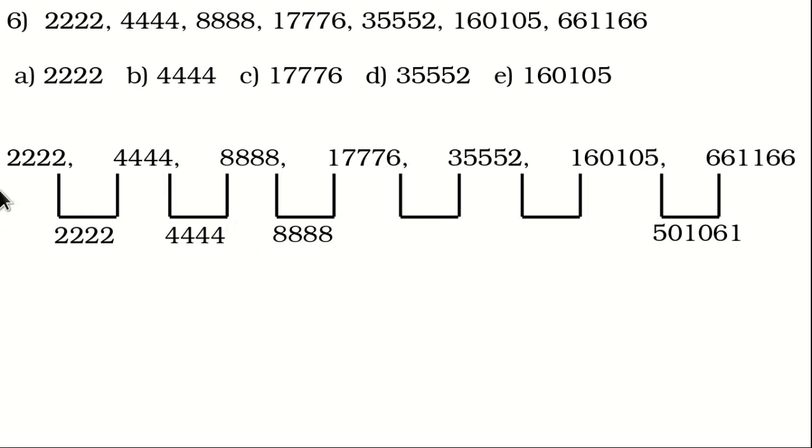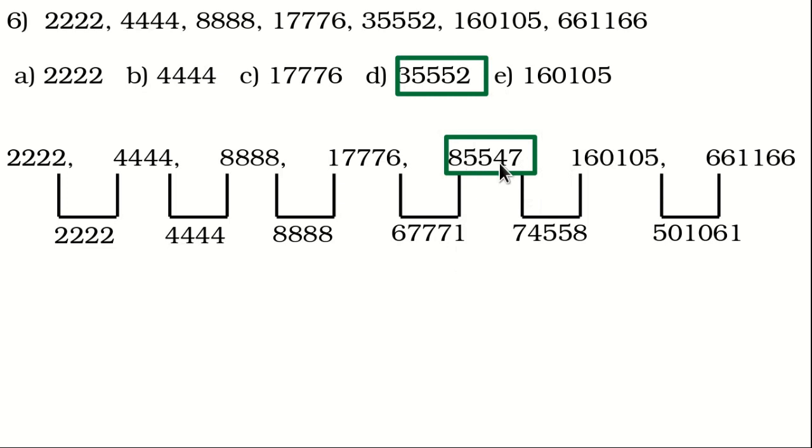So this is the logic here. A number when added to its reverse, that's the next number. So this particular number when added to its reverse gives you the next number. That didn't work here. So the difference between these two should be the reverse of this number. So the reverse of this number is 67771, which is not 35552. So instead of this, you should be given 85547. So this is the wrong number in the series. So your answer will be option D.